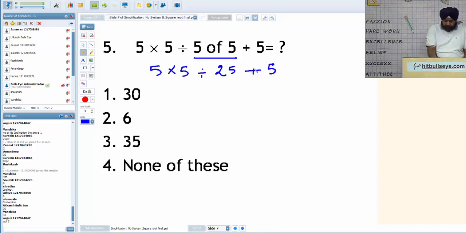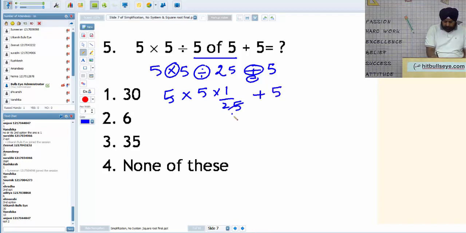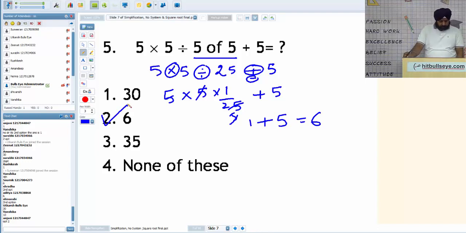Now we have three signs: addition, division and multiplication. So we will solve first division. 5 into 5 into 1 by 25 plus 5. So 5 5 the 5 5 the 1 plus 5, that is 6, and the second option is the answer. Is it okay, Vanshika, now?